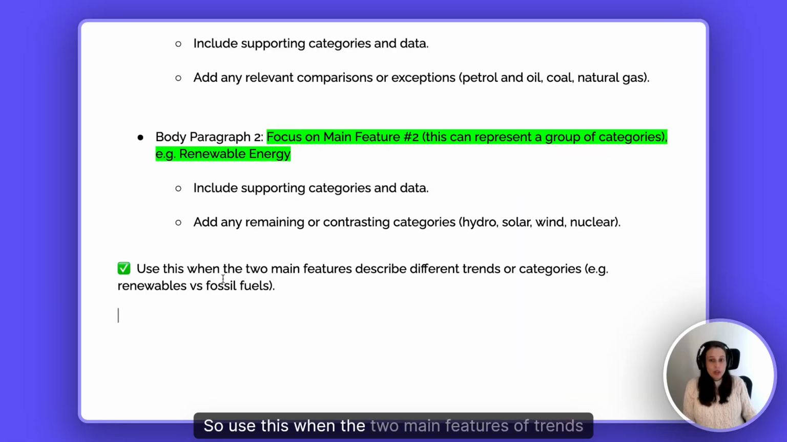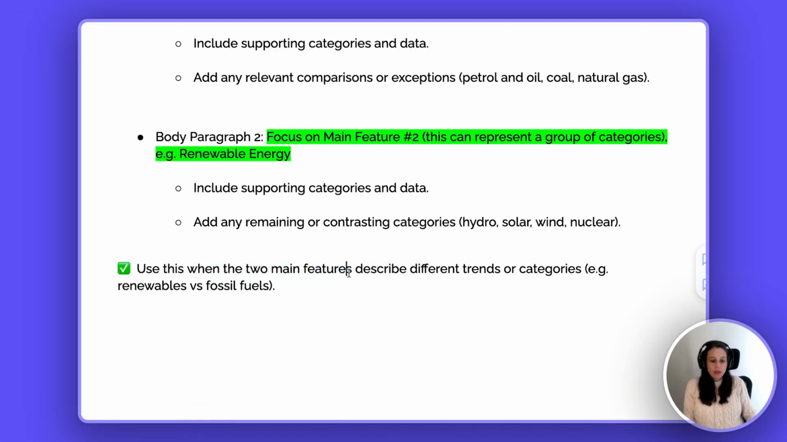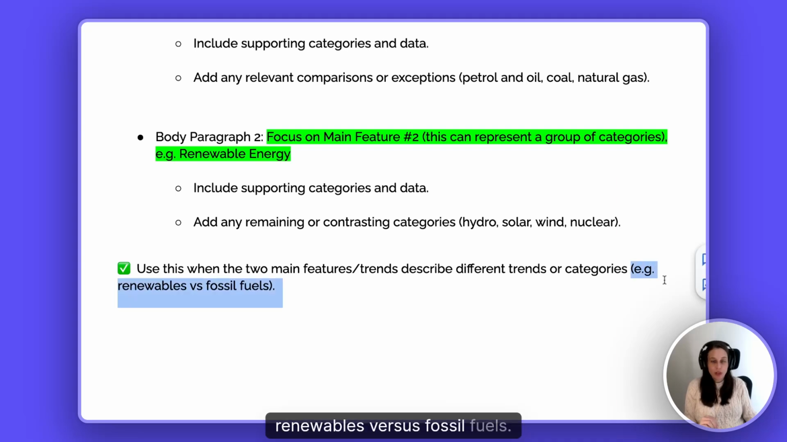So use this when the two main features or trends describe different trends or categories. For example, renewables versus fossil fuels.